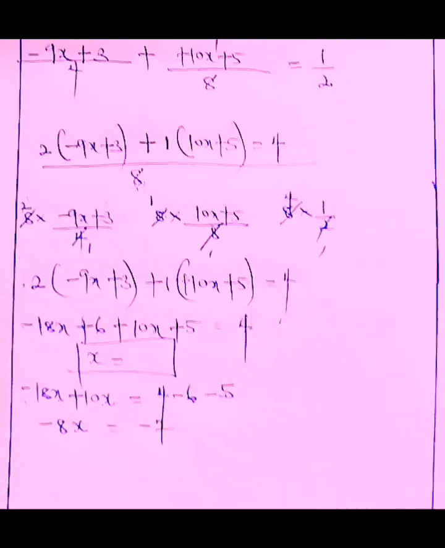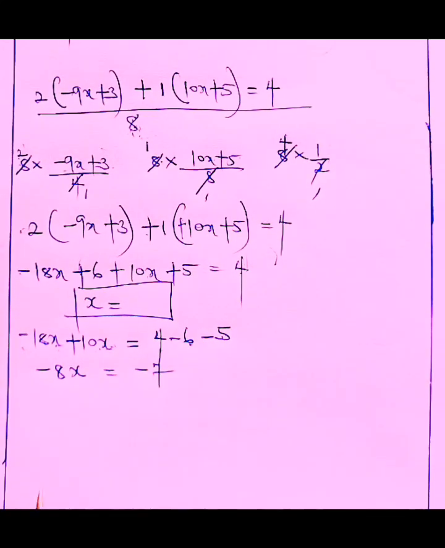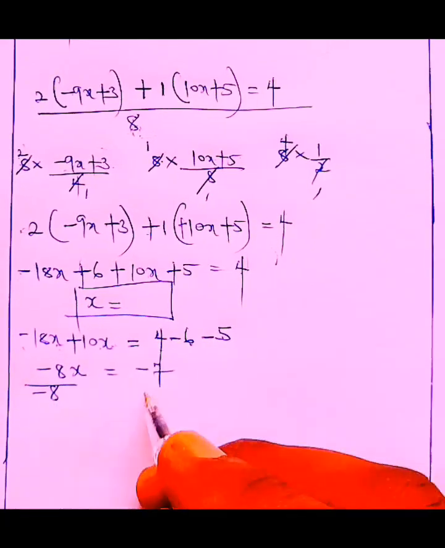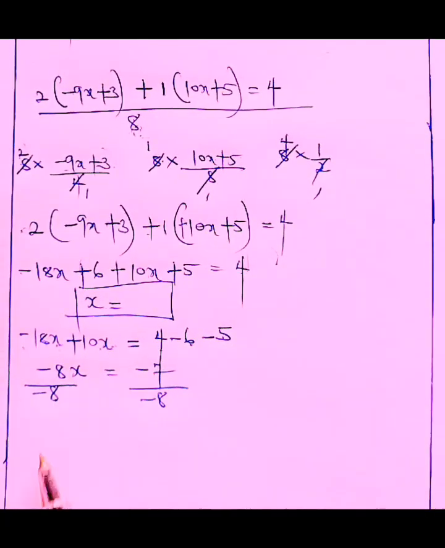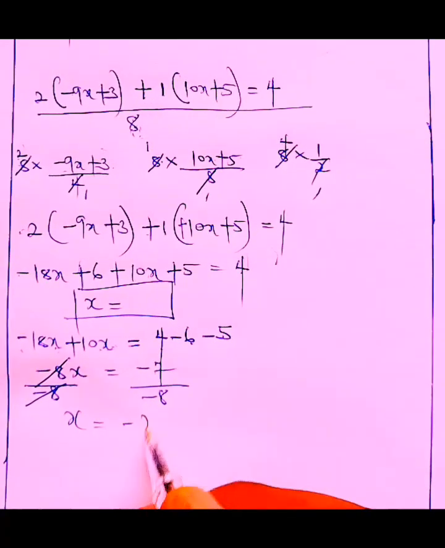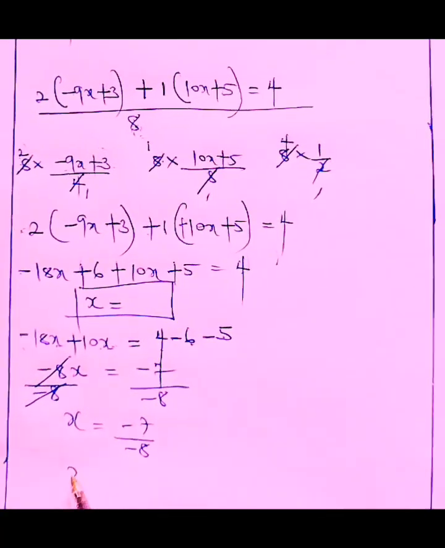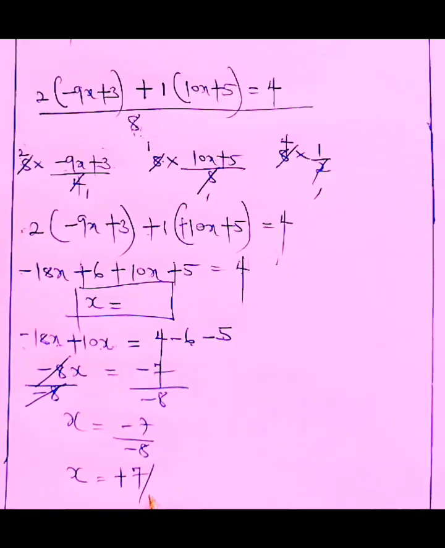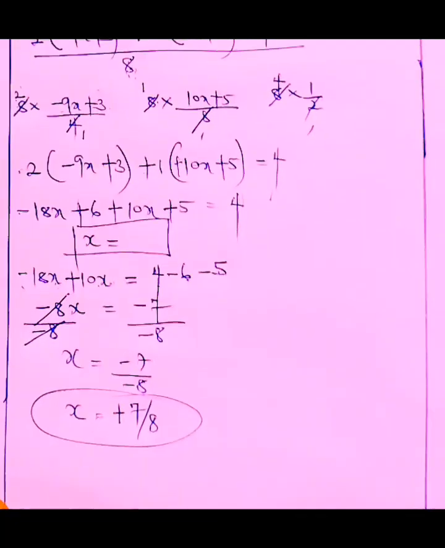So right here we're looking for x. What coefficient is close to x? It is minus 8. So you're going to get rid of it by dividing both sides by minus 8. Whatever you do to this place, you do it also to this place. That's why you have to divide both sides by minus 8. So minus 8 cancels minus 8. We have x left. So x is minus 7 over minus 8. Minus and minus gives a plus. So plus 7/8. That is our final result for x.